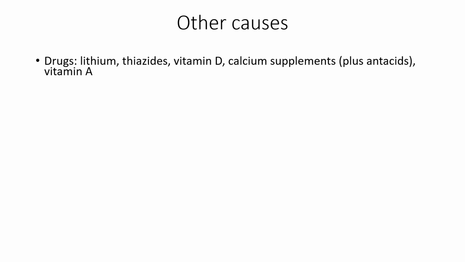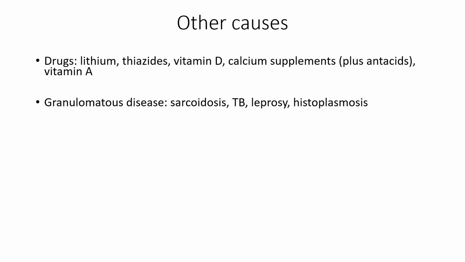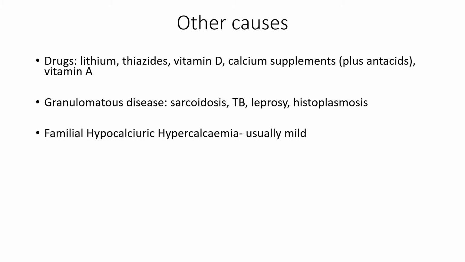Other causes, we won't go into these in too much detail, but we'll have a quick look. So various drugs, really important to do a thorough drug history. The main offenders are lithium, thiazides, which can affect the reabsorption, people taking over-the-counter vitamin D or calcium supplements. Those, especially combined with antacids, can push that calcium up, and vitamin A is another one. Take a good history for any autoimmune or respiratory symptoms, thinking about sarcoid, TB, leprosy, and so on. And a family history for familial hypocalciuric hypercalcemia, which I won't go into in this lecture.